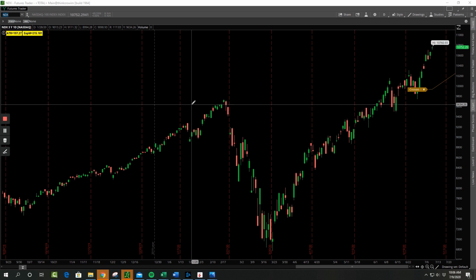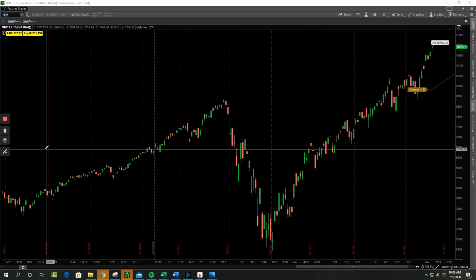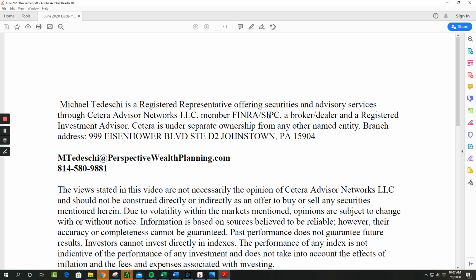Takeaway for today, we're going to continue to watch the leadership out of the Nasdaq, and we're going to continue to see the performance of the other 3 indexes and see if they can play some catch up here as we move into Q3.